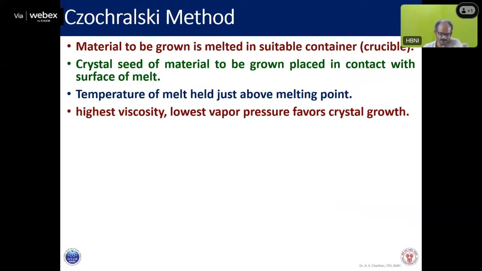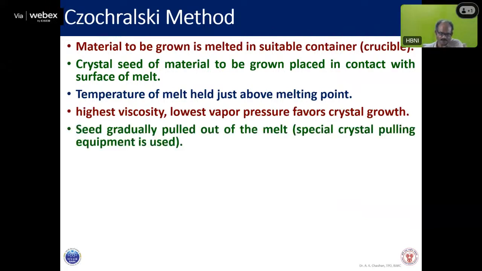High viscosity and lower vapor pressure favor the crystal growth. If the viscosity of the melt is high, these things are favorable, but even a low viscosity material can also be grown, with little difficulty. And vapor pressure should obviously be low, because if vapor pressure is high, your material will evaporate. Then the seed is gradually pulled out of the melt. Special crystal pulling equipment is used. You don't pull it by hand.